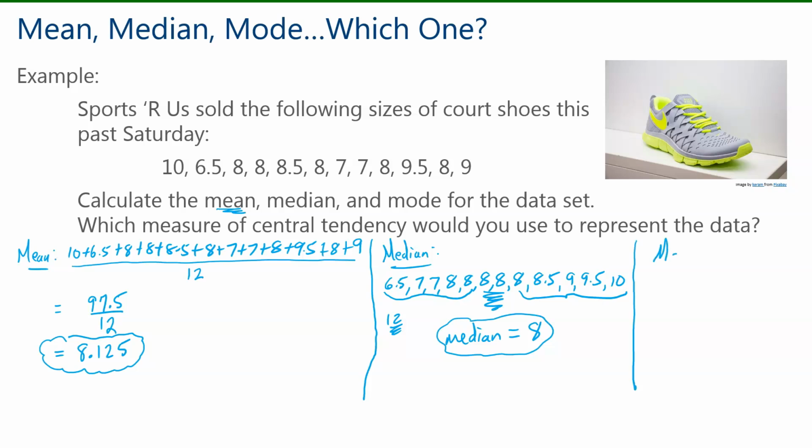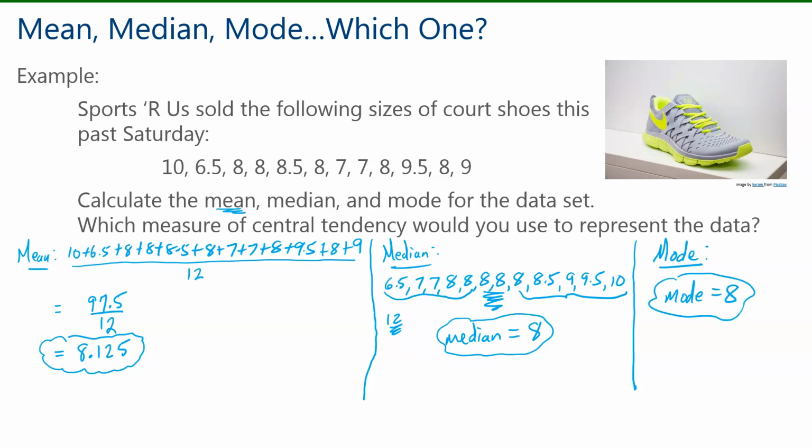And last but not least, we'll have a look at our mode. We are looking for now the piece of data that occurs the most. And if we look closely, we will see that there are 5 8s, and that is by far the most common shoe size that was sold. Our mode equals 8.